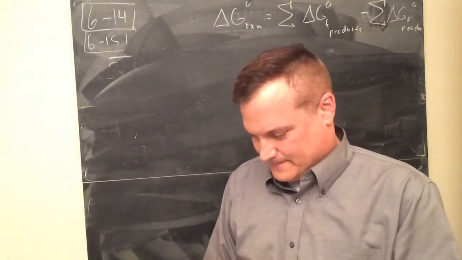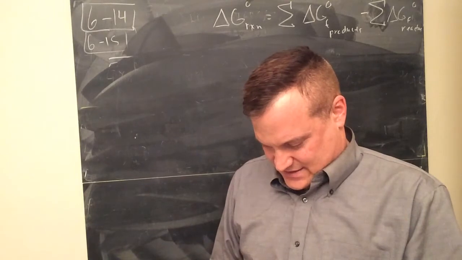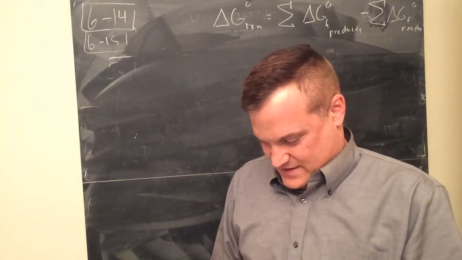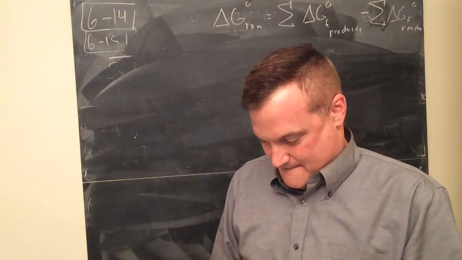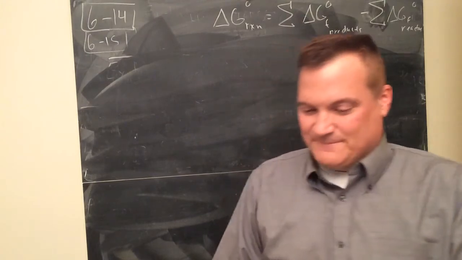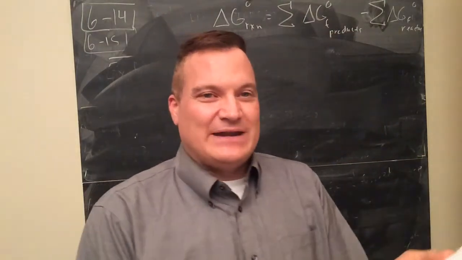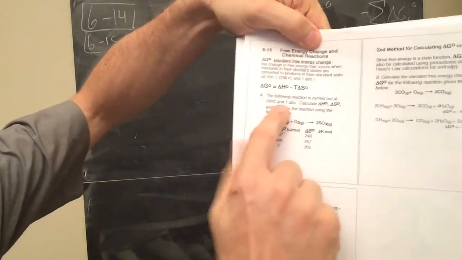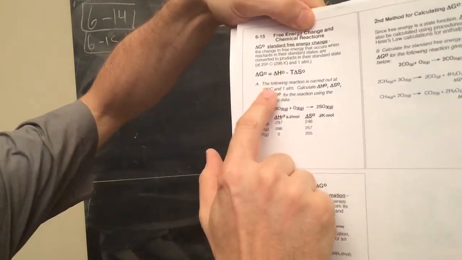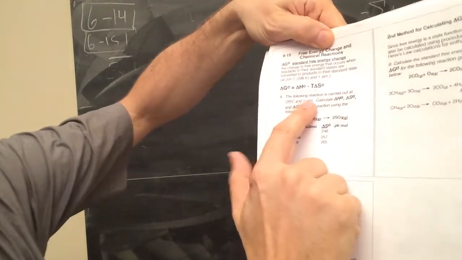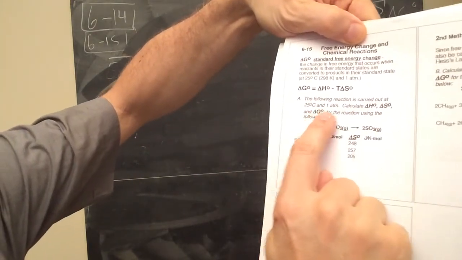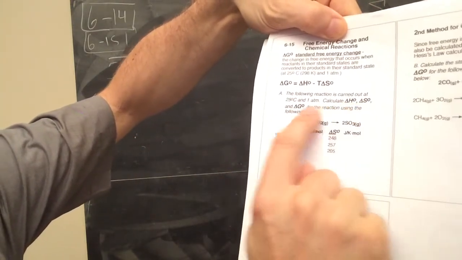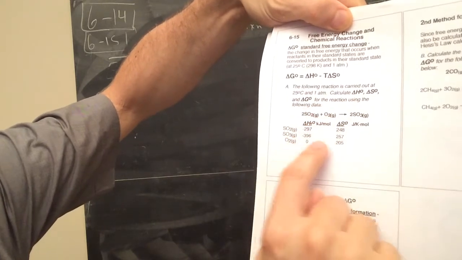Well, look at 6:15. Okay. All right. I don't have to even do anything because this is so easy. All right, I'll show you. 6:15, they're wanting you to calculate, well, look at letter A. The following reaction is carried out at 25. Calculate delta H, delta S, and delta G using the following data.